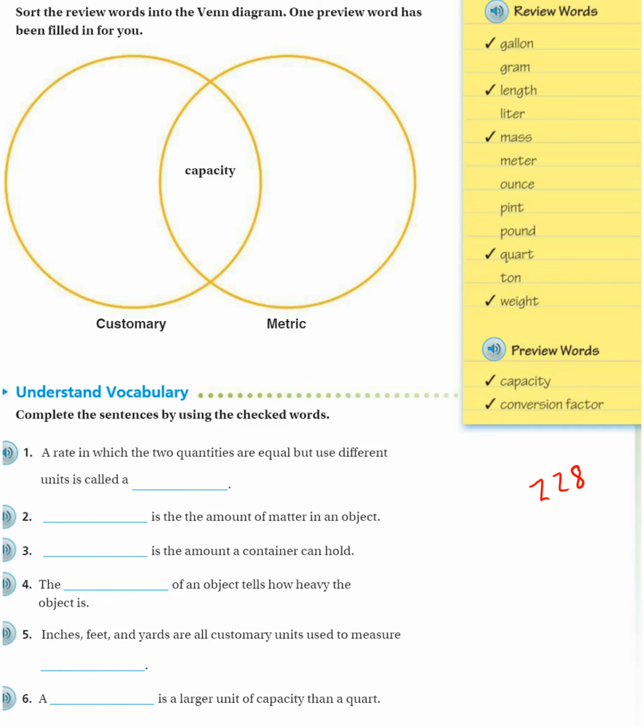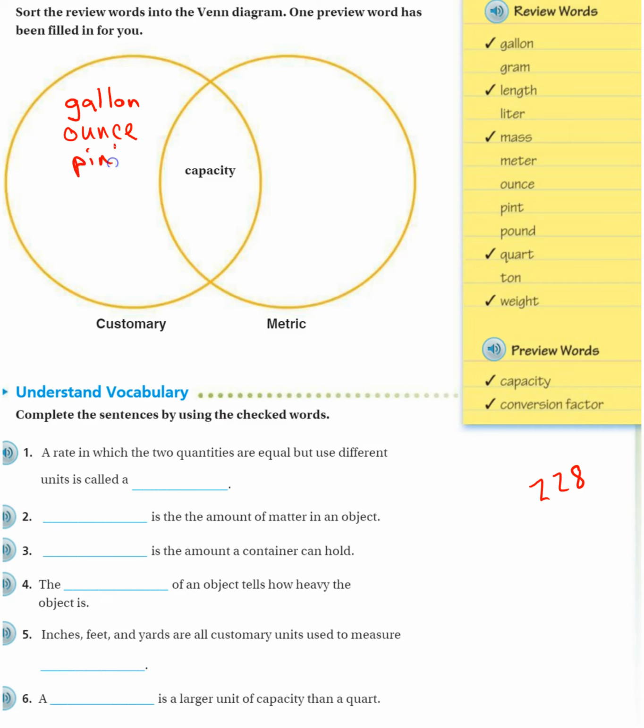So let's just get it squared away. What are the customary units of measurement and what are the metric units of measurement? So for customary units of measurement, we have a gallon. Go ahead and fill these in as we go. Gallon is a customary measure of unit. You can think of a gallon of milk. Ounce is a customary unit of measurement, and that measures the weight of something. If something weighs 1 ounce, it is considered very light.